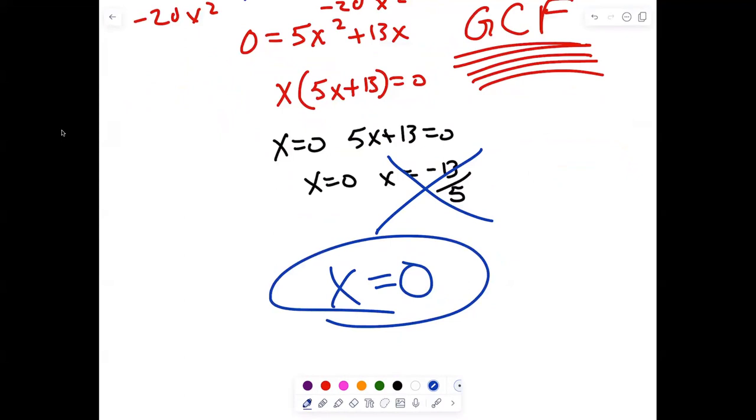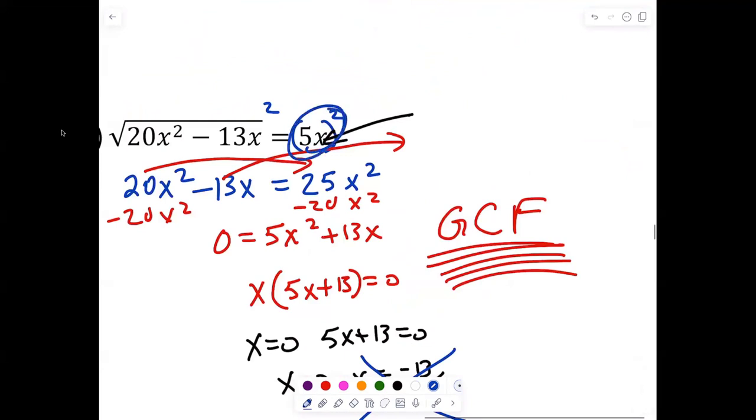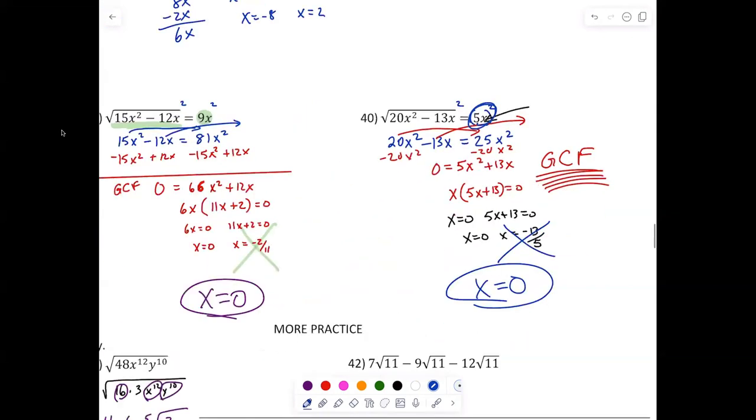Everybody good with that? Wait, why wouldn't it be x equals negative 13? Because if I put negative 13/5, the square root will be equal to a negative. Square roots can't equal a negative. You good? All right, here we go.